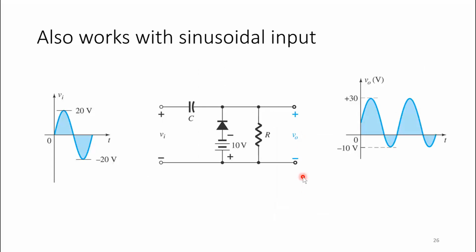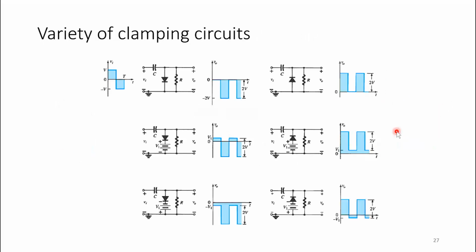Now, the clamper not only works with a square wave, it can also work with a sinusoidal input. So if I do this circuit here, if it goes from negative 20 to 20, the waveform is maintained as a sinusoidal wave. And if it shifts, it will shift from negative 10 to 30. So this would have a swing of 40 volts peak to peak. And this would also have a swing from 30 to negative 10, which is 40 volts peak to peak. So this is a variety of the clamping circuits.